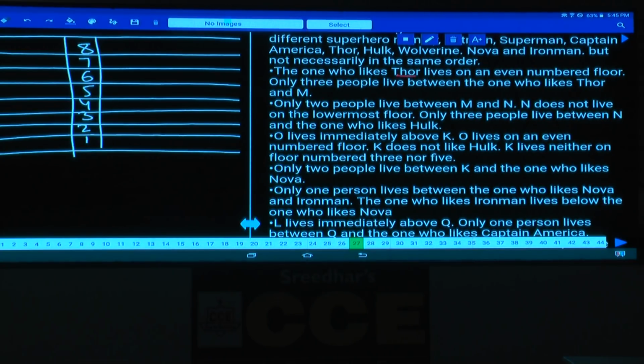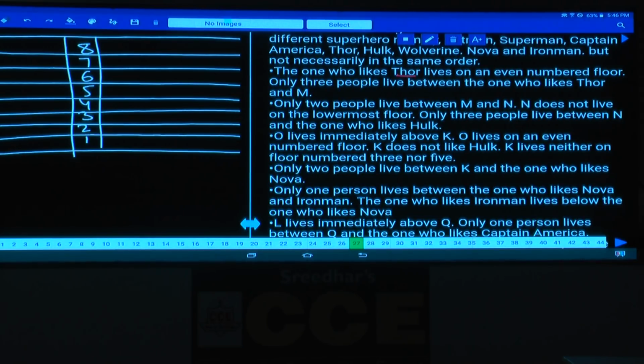lives on an even number floor. Thor lives on an even number floor, and the one who likes Thor can be on 2, 4, 6, 8. There are 4 possibilities. As of now, we cannot start with this. And only 3 people live between the one who likes Thor and M. As Thor and M, how many possibilities do we have? Only 3 people between Thor and M.